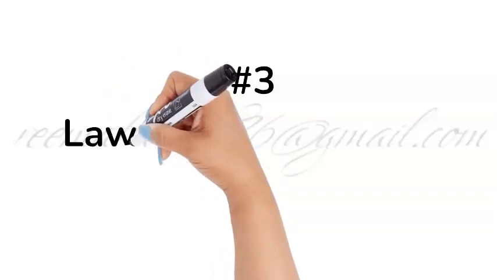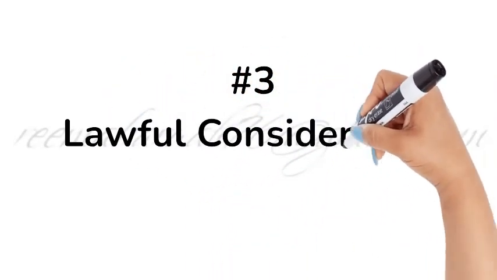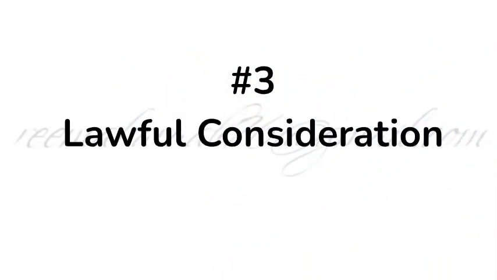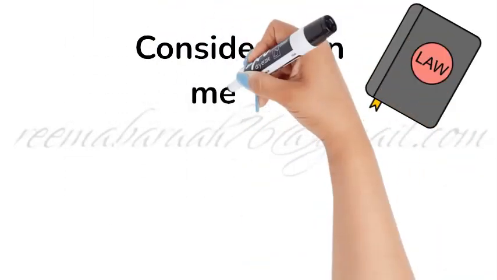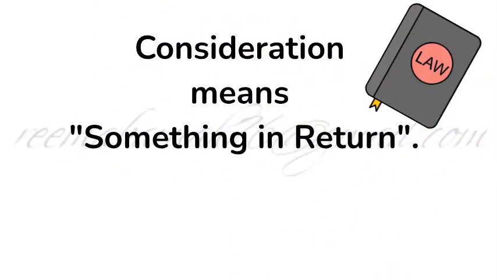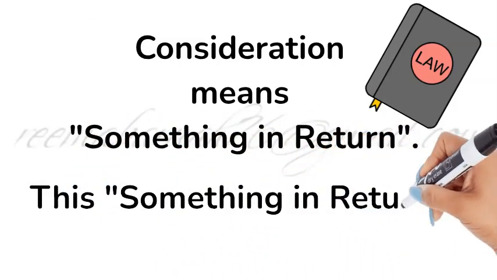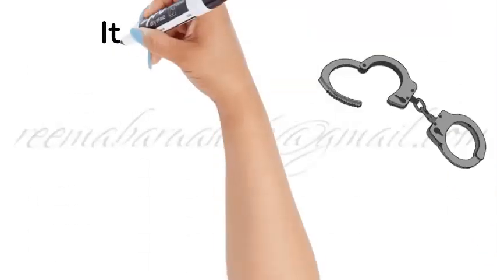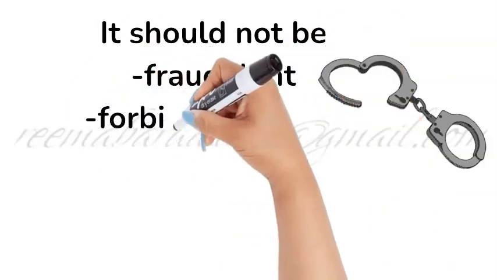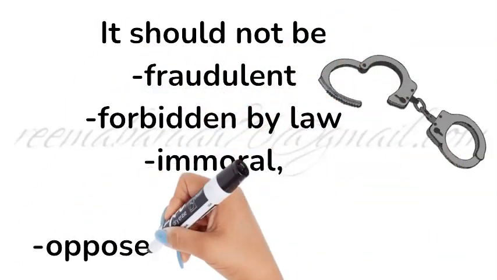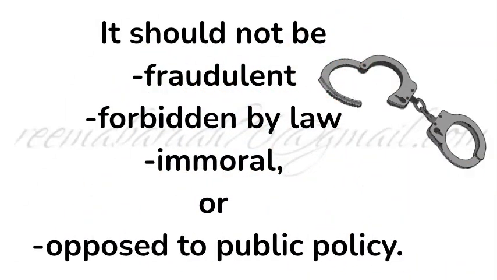The third essential of a valid contract is lawful consideration. Consideration is one of the most essential elements of a valid contract. Consideration means something in return. The something in return must be lawful. It should not be fraudulent, forbidden by law, immoral, or opposed to public policy.